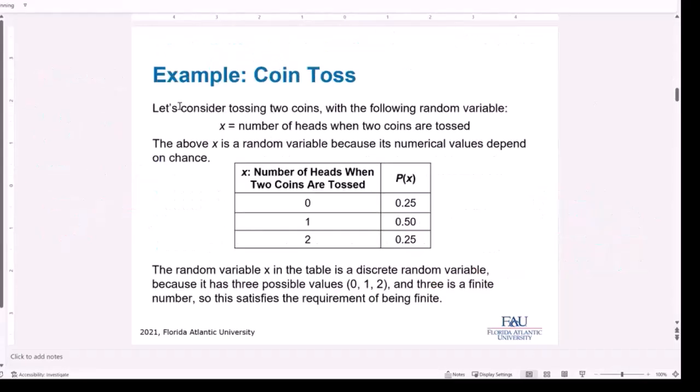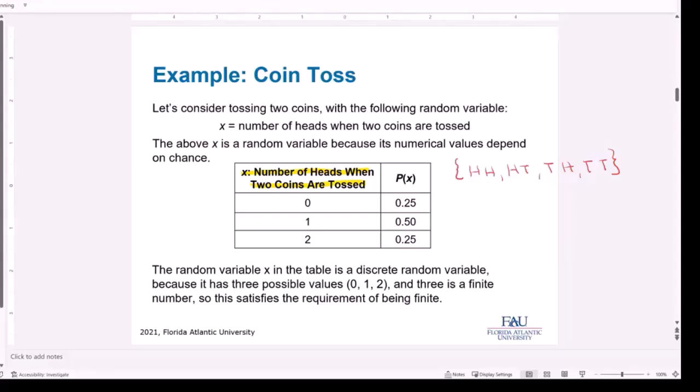Let's look at this example. Consider tossing 2 coins with the following random variable. X equals the number of heads when 2 coins are tossed. Let's make our sample space. It could be heads, heads. It could be heads, tails. It could be tails, heads. Or it could be tails, tails. And that's the only possibility. X is the number of heads when 2 coins are tossed.